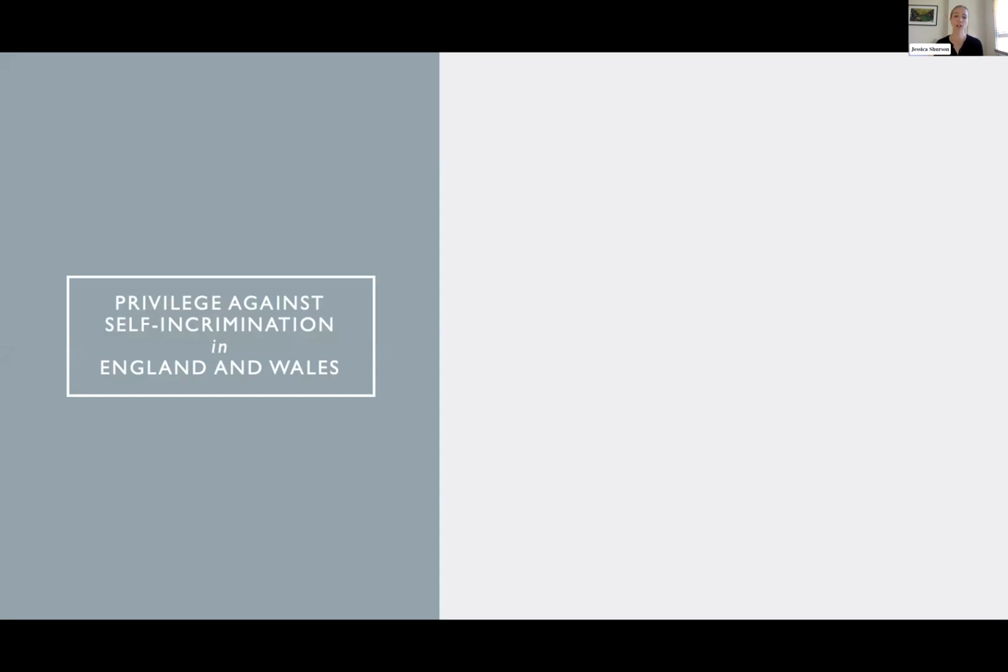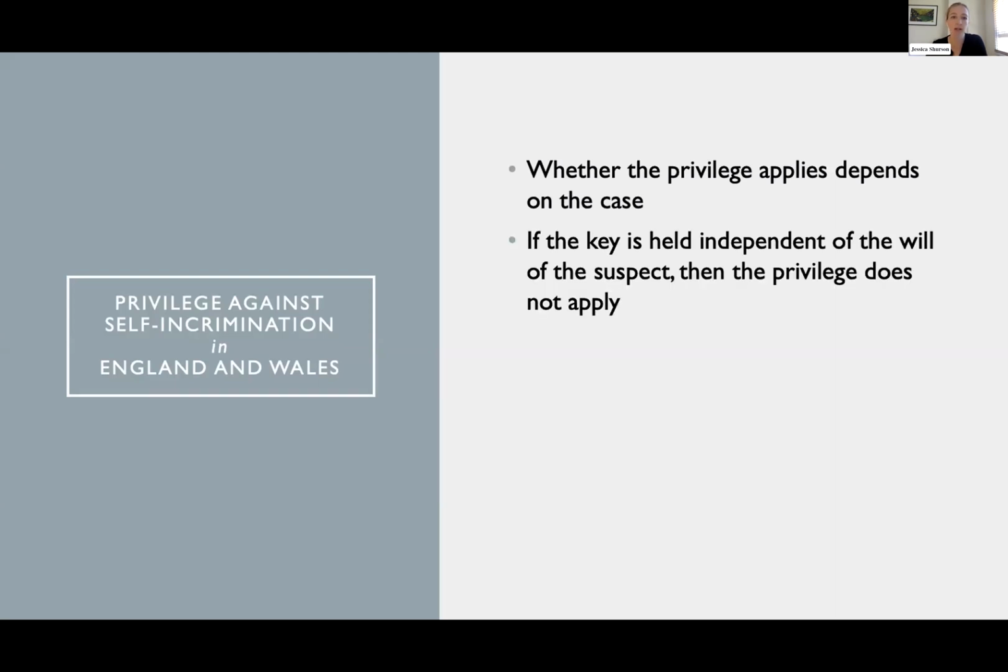So defendants have argued that the Section 49 notice violates their privilege against self-incrimination because by entering the passcode into a device or for a file that is alleged to contain criminal information, they're admitting that they control the criminal information. Now, courts have not been receptive to this in England and Wales. Of course, whether the privilege applies depends on the case. It's a qualified right. And the Court of Appeals has said that if the key is held independent of the will of the suspect, then the privilege does not apply.